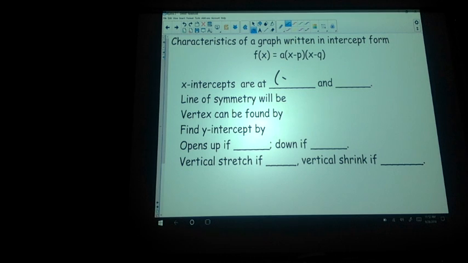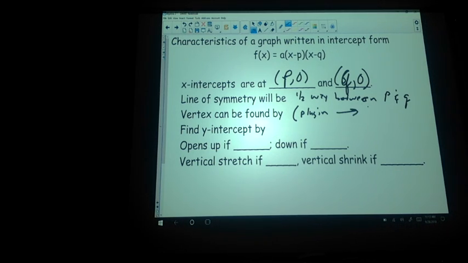All right, the x-intercepts are at p, 0 and q, 0. The line of symmetry is halfway between p and q. Okay? The vertex, once you find the halfway point, then you can plug that in to get your vertex, which is your x, y, or some people might refer to it as h, k.